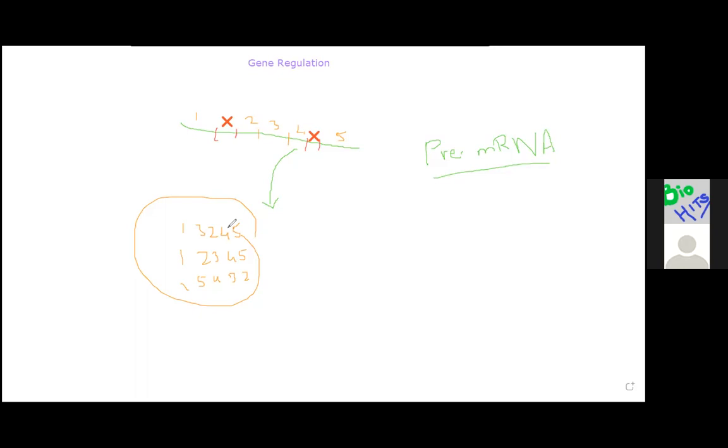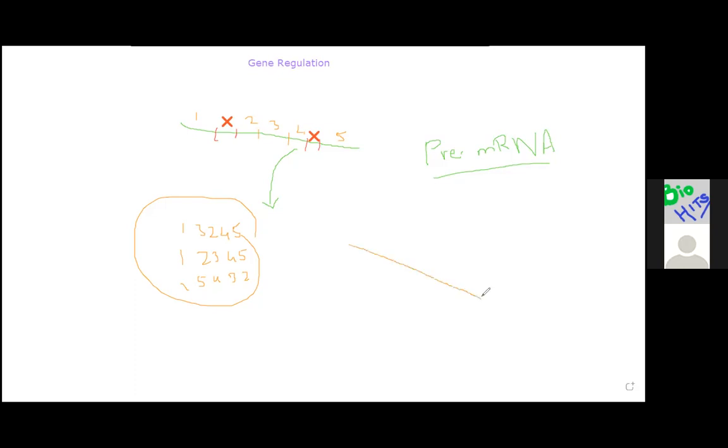Now, gene expression can be regulated by a transcription factor. Have you heard about this? No. Okay, gene regulation can be made, or gene expression can be controlled, by a transcription factor. What is a transcription factor? I have to go into detail.